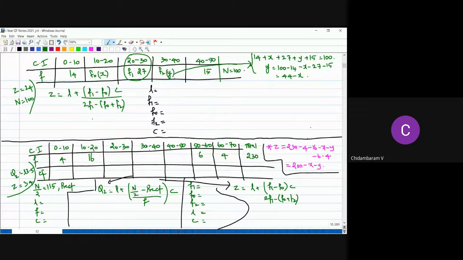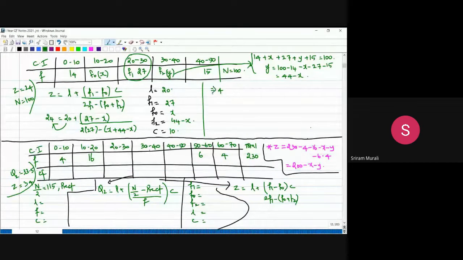So F1 is 27, F0 is x, F2 is y, and y is 44 minus x. What is our respective lower limit? 20. What is C? 10. Substituting, the mode 24 is equal to L, which is 20, plus F1 minus F0, that is 27 minus x, divided by 2 times F1, that is 2 times 27, minus F0 minus F2, that is x plus 44 minus x. So plus x minus x get cancelled.